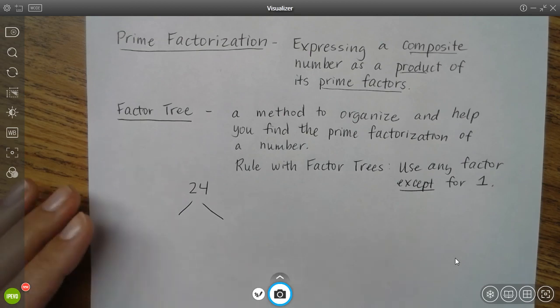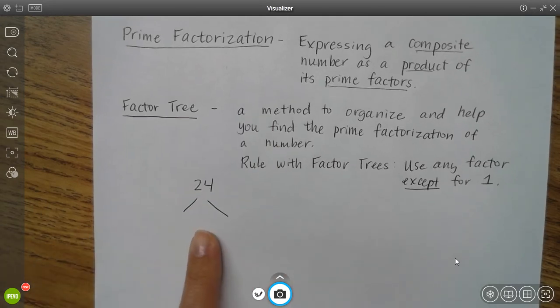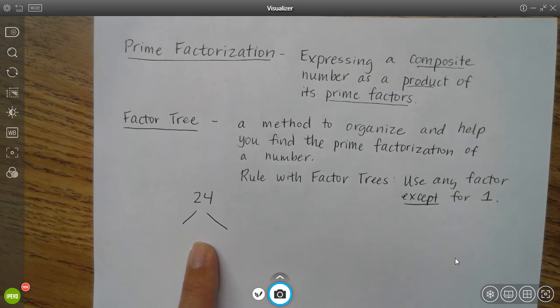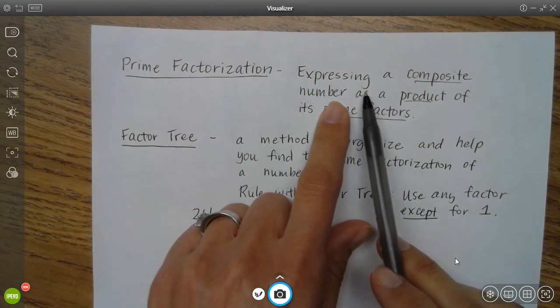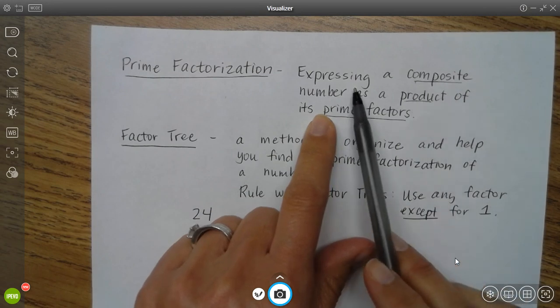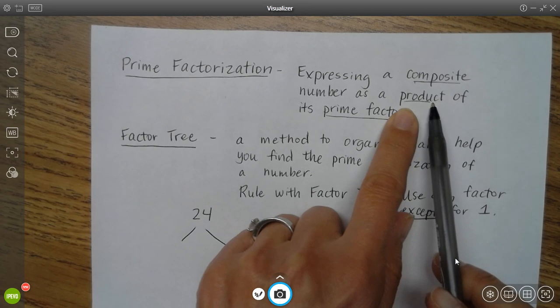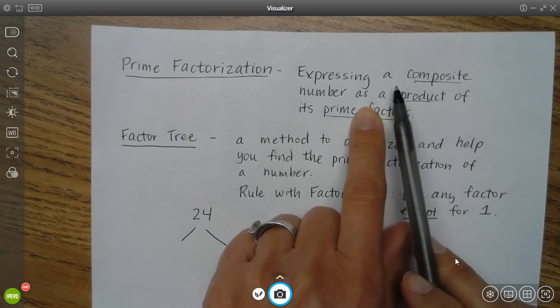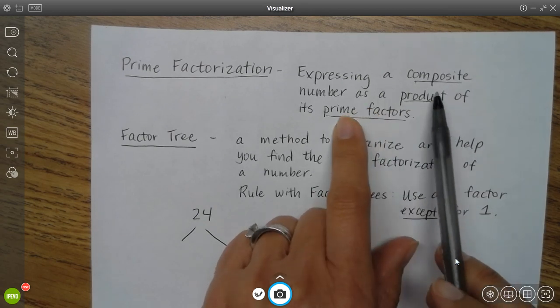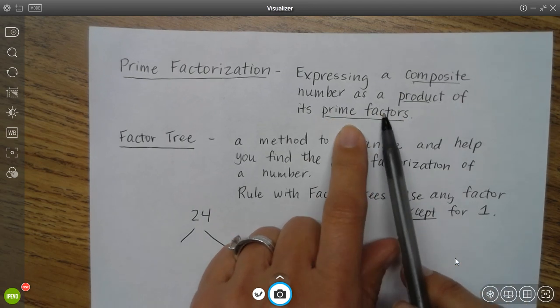Okay, so we're talking about prime factorization and the factor tree today. So I'm going to go through and repeat what we did in class today. Prime factorization is expressing or showing a composite number as a product. And remember, product is the answer to a multiplication problem. So it's expressing or showing a composite number as a product of its prime factors.